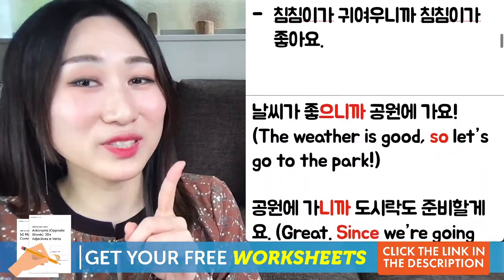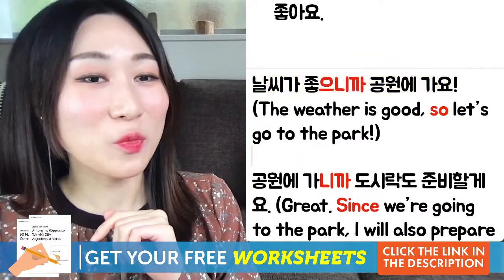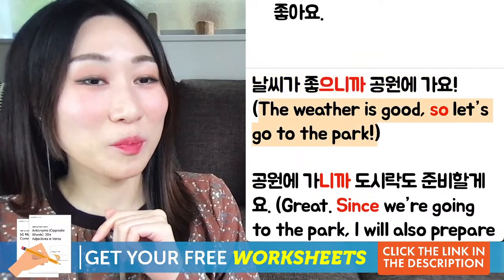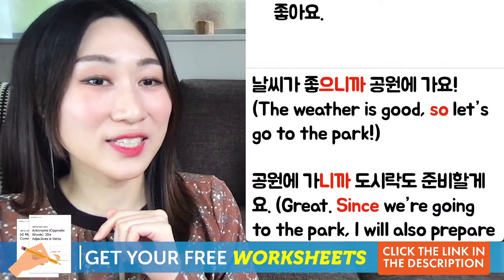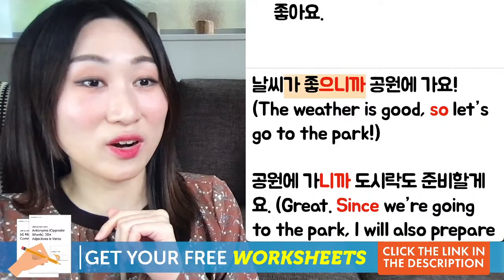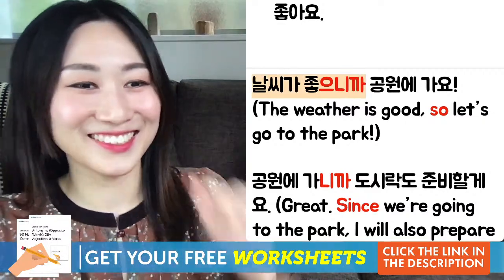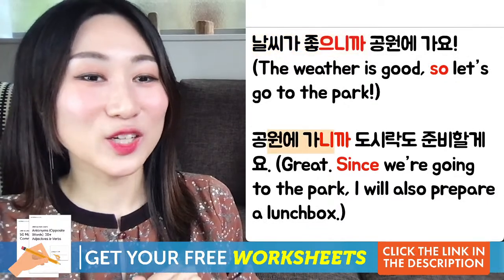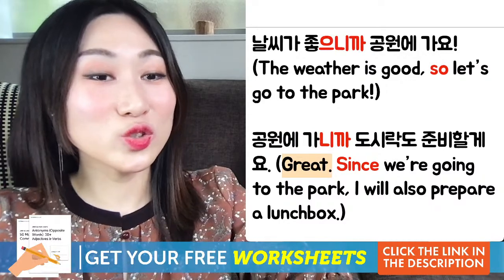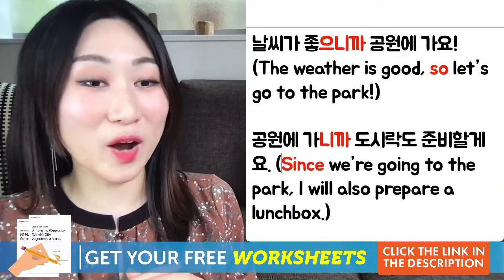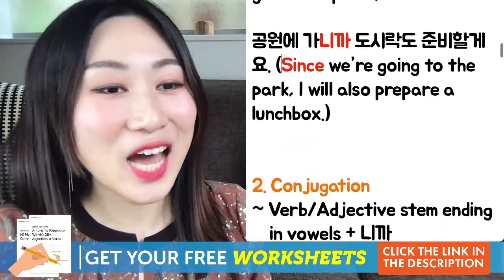So this was the example sentence, right? 날씨가 좋으니까 공원에 가요. So the weather is good. Let's go to the park. So 으니까 explains the reason or cause. So 날씨가 좋으니까, because the weather is good, let's go to the park. 공원에 가니까 도시락도 준비할게요. Since we are going to the park, because we are going to the park, I'll prepare a lunchbox.